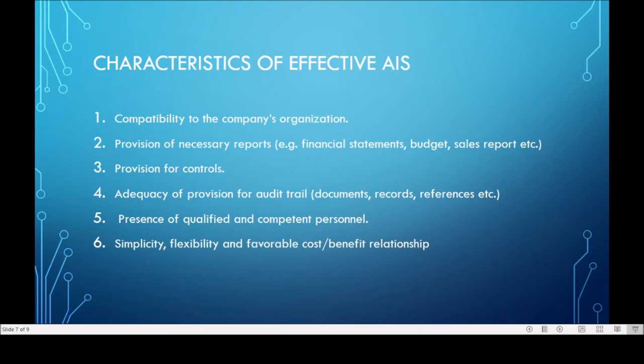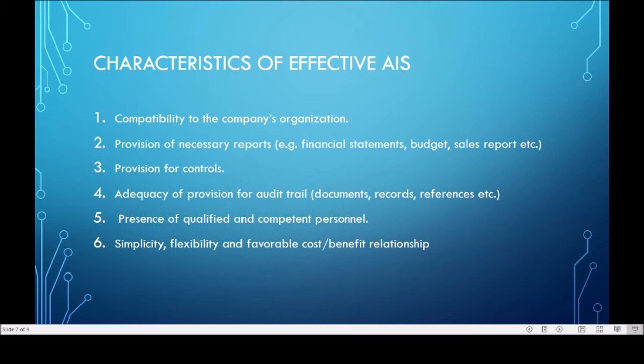Next, presence of qualified and competent personnel. Even if the first four characteristics are present, the accounting information system will not be effective if the personnel handling or using that particular system are not qualified and competent. The accounting information system will not give good information and even reports.